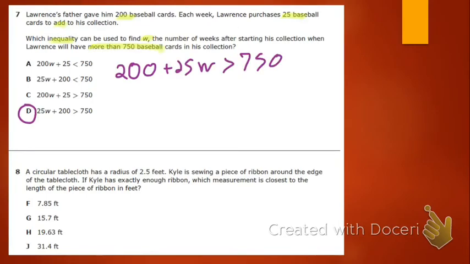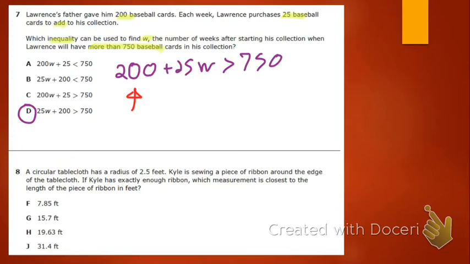Alrighty, kiddos. So here, for number 7, the answer is D. Just make sure you're reading the question carefully and highlighting, underlining keywords there. They're telling us that Lawrence is starting off with 200 cards, because that's what his dad gave him. That's what he's starting off with. But what is he doing to that? Is he giving them away? Or is he adding to them? Because those are key questions.